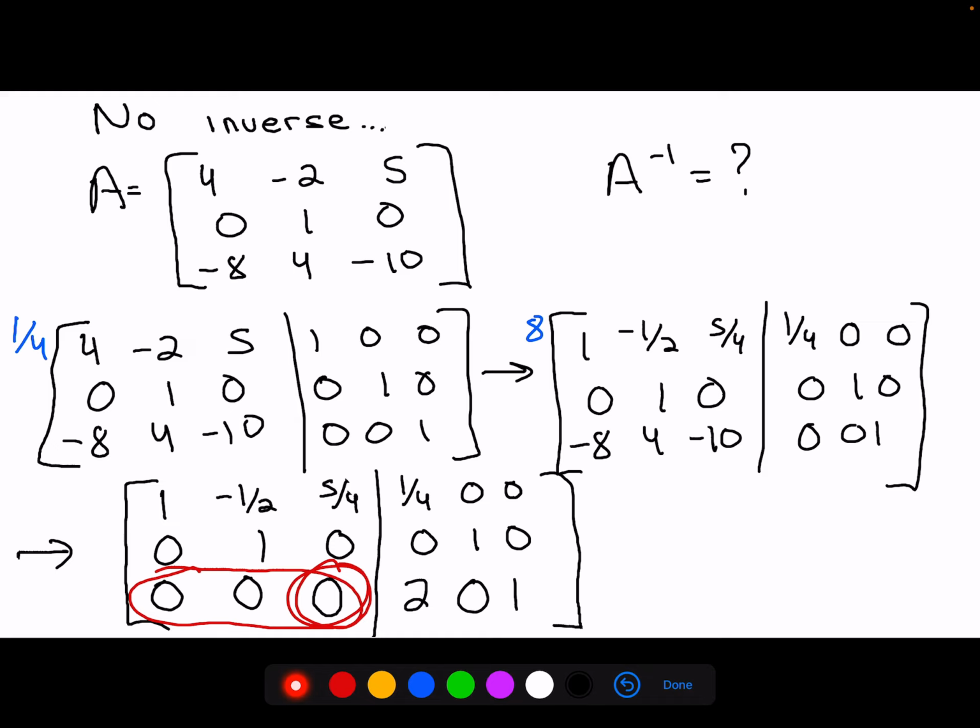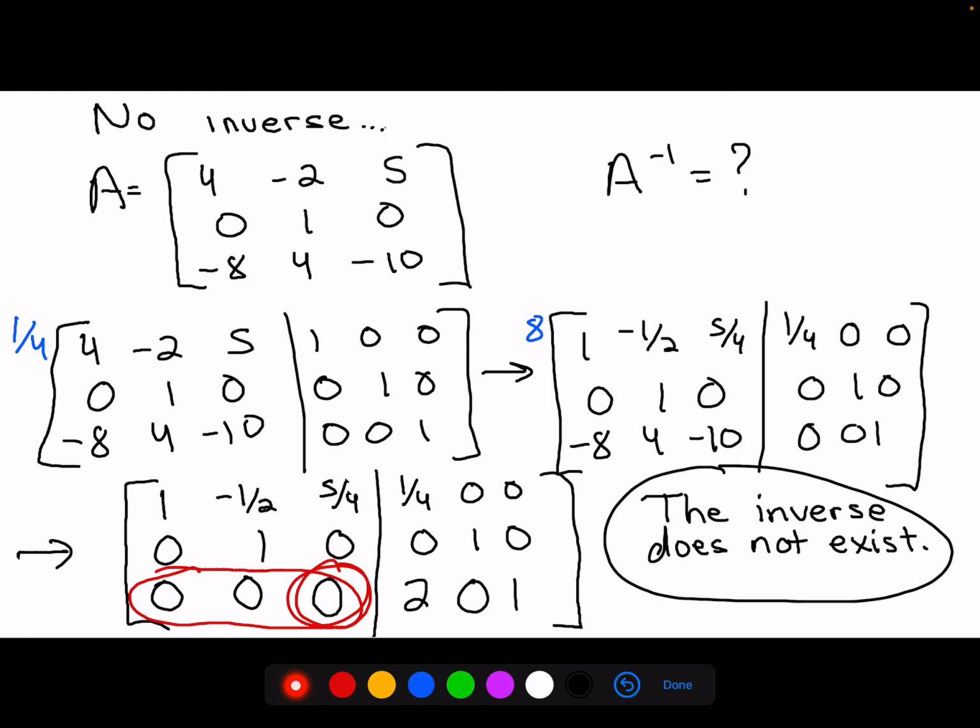So this one you just say, the inverse does not exist. It's kind of like when you find out there's no solution. Not exactly the same thing, but it's that kind of thinking. So that's the example of what it would look like if that happened.